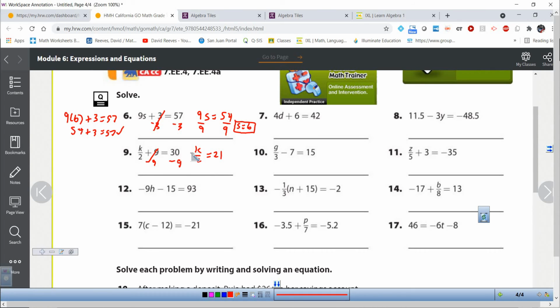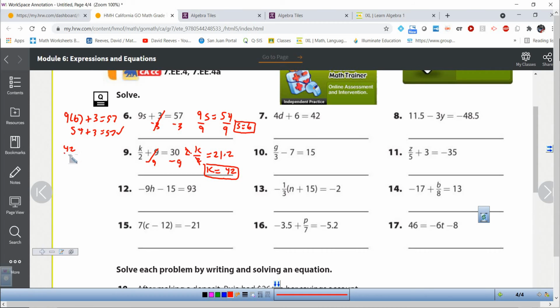They divided by 2, so we need to multiply by 2 because the inverse or opposite of dividing is multiplying. And then I get k is equal to 42. Again, 42 is the value of the variable that makes this equation true.